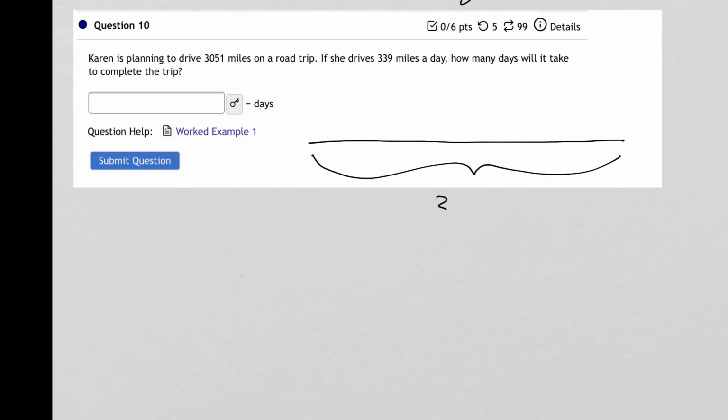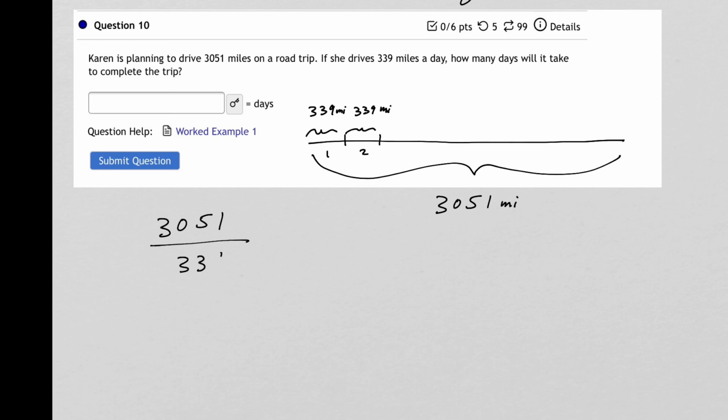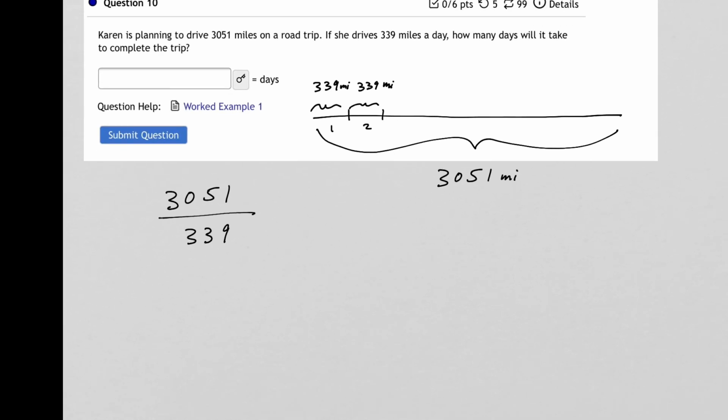So this is 3,051 miles. And each day, she's able to drive 339, right? And that's like day 1. And then 339 miles. This really has units of miles. Day 2, and so on. And I want to figure out how many days it takes to complete the trip. Well, this is nothing more than a division problem, right? So I want to divide 3,051 divided by 339. Okay, so let's do that. So long division.